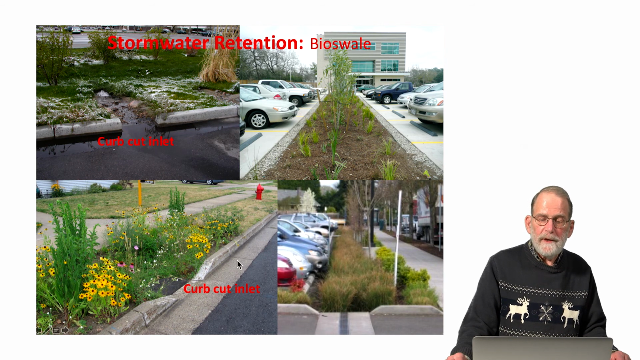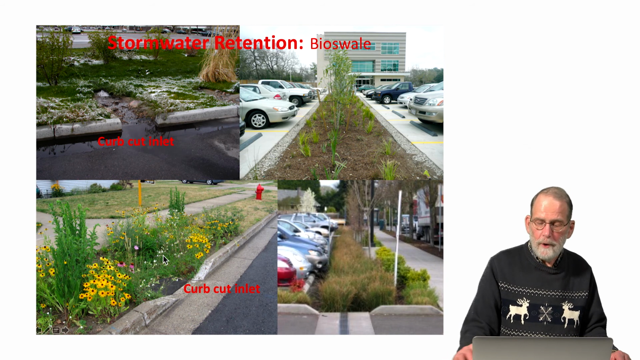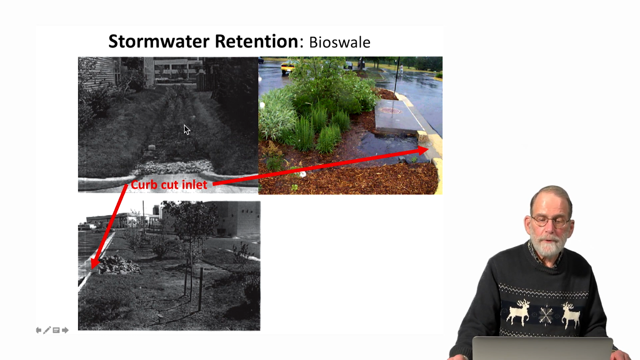On the lower left, we can see a situation where we're capturing water coming off of a public street and infiltrating that water in a rain garden immediately adjacent to a curb cut inlet that brings water from the street into the rain garden itself. Here we can see in the upper right, street water captured, brought into a rain garden and infiltrated. We can see a bioswale in between two buildings that is being used to infiltrate runoff from an adjacent parking lot, and we see another example of a bioswale here.